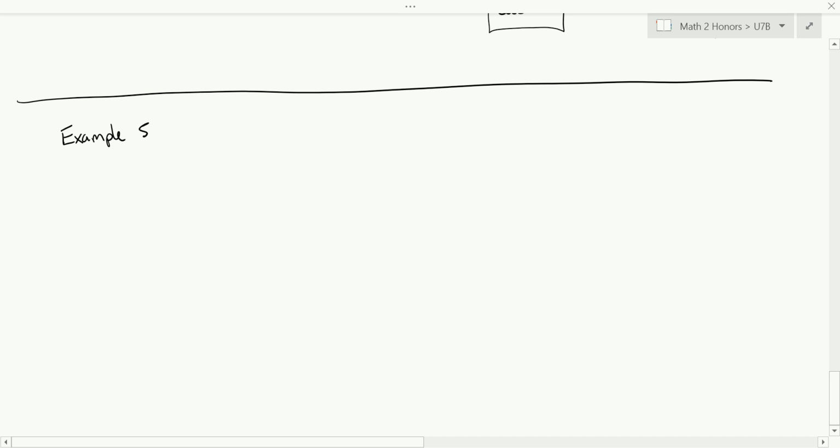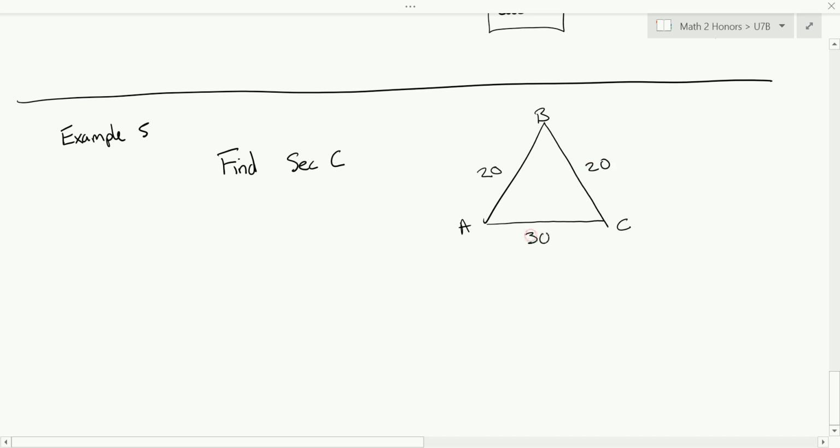So here's what I'm going to ask you to do. I'm only going to ask you to find one thing, so there's less work on this one, but more thinking, okay? Find the secant of angle C, and I'm going to give you a picture of a triangle. Here's A, B, C, and this is 20, this is 20, and this is 30. Find the secant of angle C.